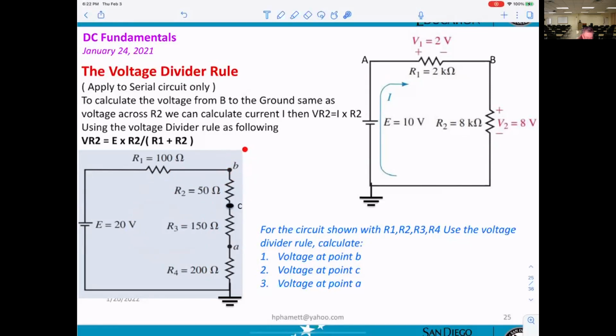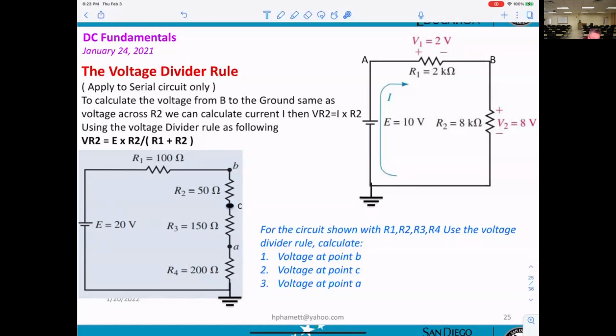Normally, you have to get the total resistance, adding that one, that one, that one, that one. And then you can get the current: take the E, divide by total resistance. That's how you get the current. So if you want the voltage at B, you have to get the voltage drop here, adding the voltage drop across R3, adding the voltage drop across R4. However, they want to use the voltage divider.